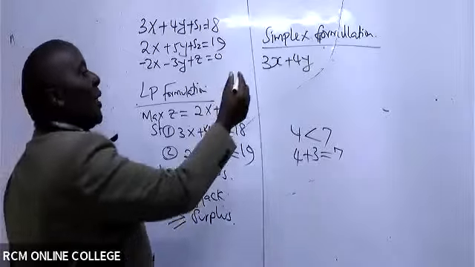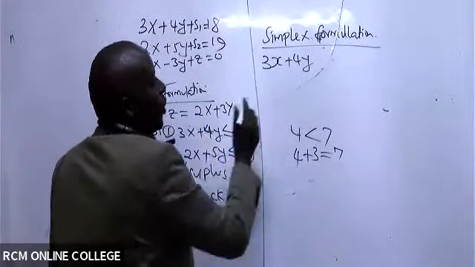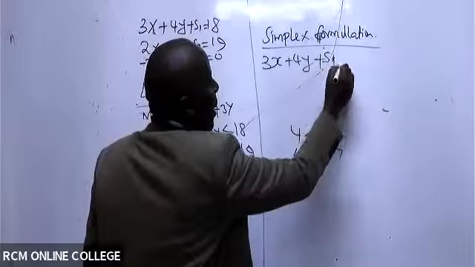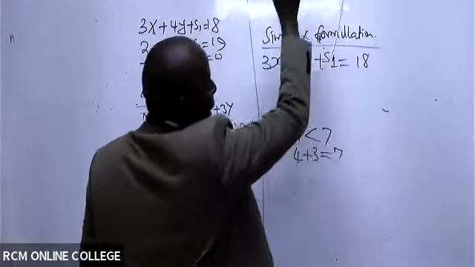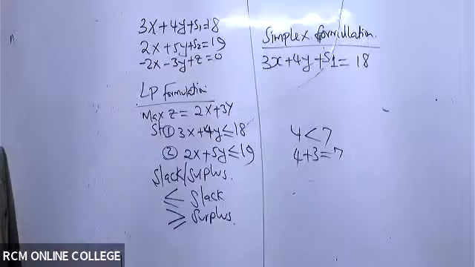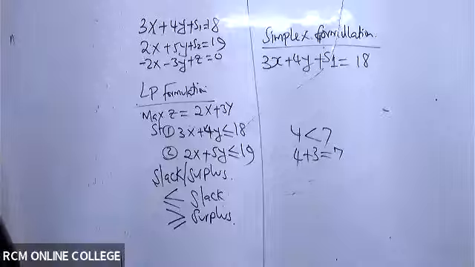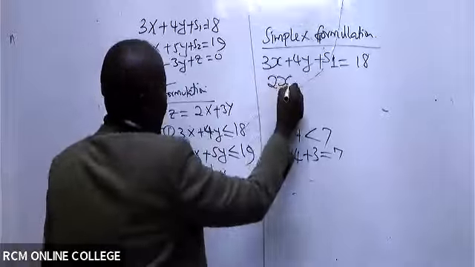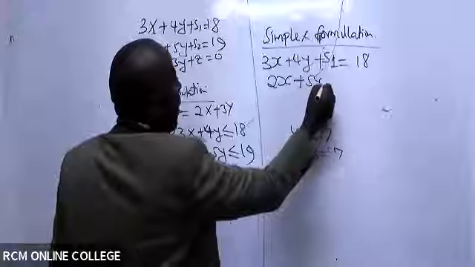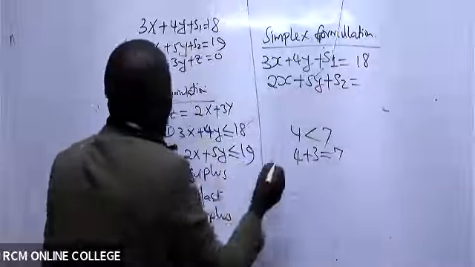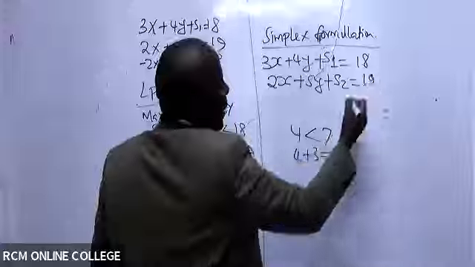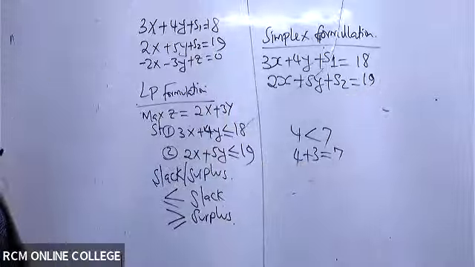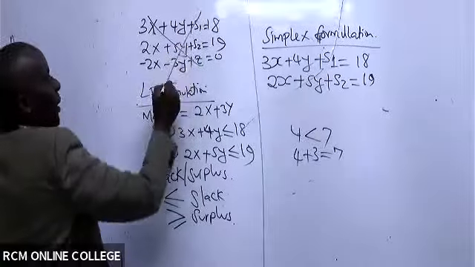In this case, you can see the left side is smaller. So I need to add slack 1. Add slack 1 equals 18. And then, ladies and gentlemen, we have constraint number 2. We have 2x plus 5y plus slack 2 equals 19.